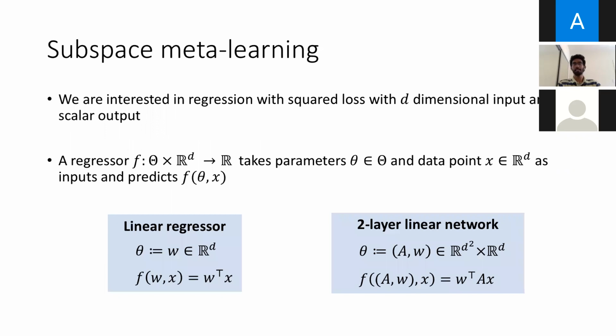Okay, so we are interested in regression where the input is d-dimensional and the output is a scalar. The two regressor functions that we're interested in are either a linear function, just W transpose X, where W is the parameters and X is the input, or a two-layer linear network where we refer to A as the first layer and W as the second layer. And A is a d cross d matrix, so there is no restriction on the dimension of the output of the first layer. Hence, both of these are equally expressive.